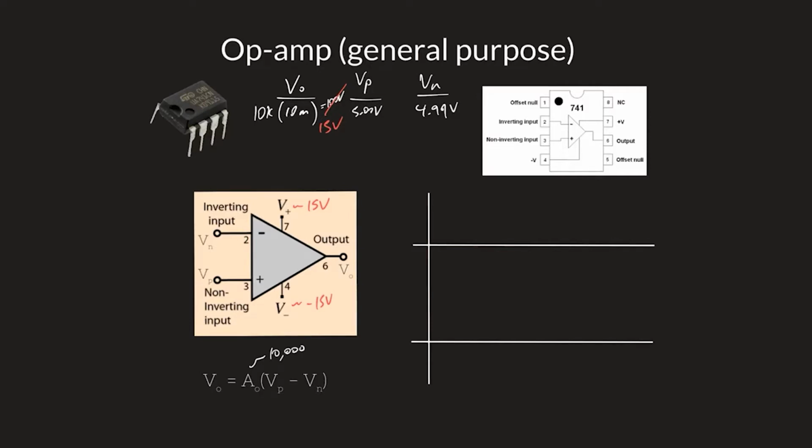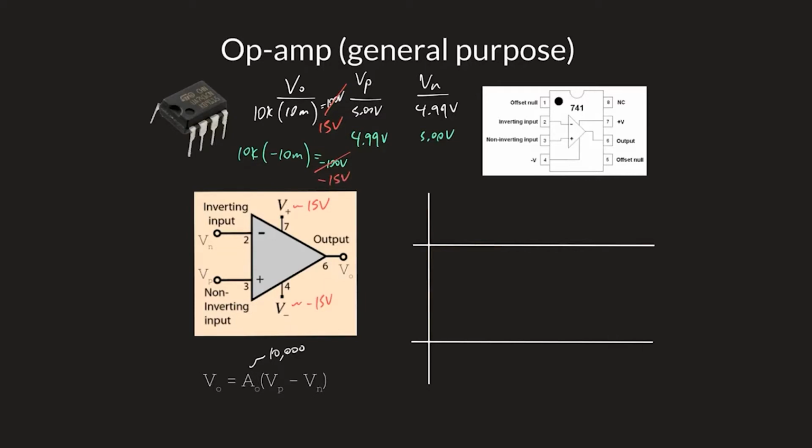What about if this is 4.99 and this is 5? Now it's going to be the same 10,000, and we're going to have a difference of minus 10 millivolts. So this wants to be minus 100 volts. And of course it's not going to hit minus 100 volts because we don't have that much to play with. It's going to rail out at minus 15.